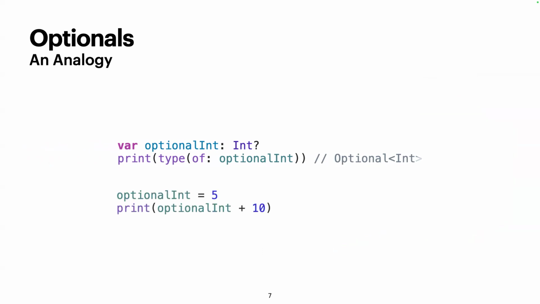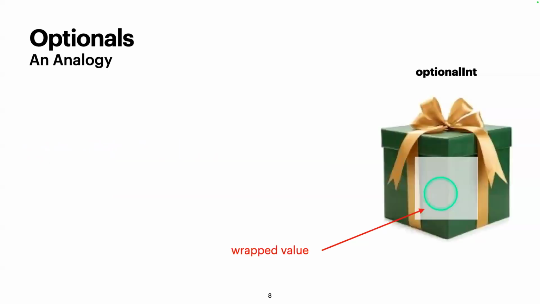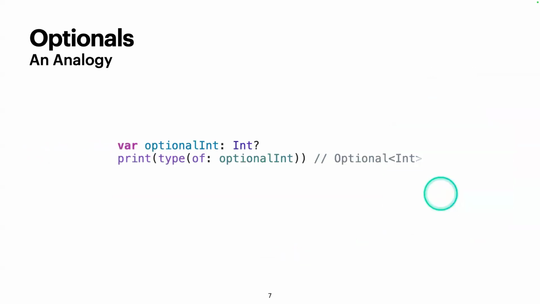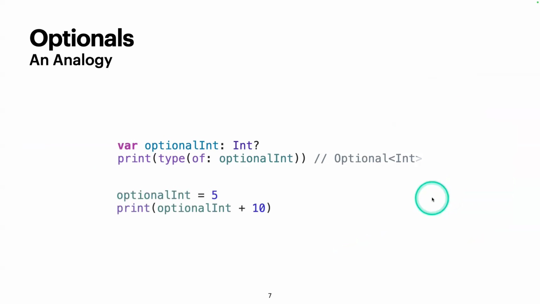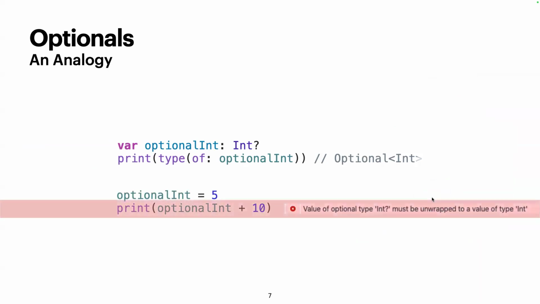So here, let's try to initialize it to the value of 5. And let's try to add optional int plus 10. So if we print this out, we'll get an error. Oops. We'll get an error, and the error says value of optional int must be unwrapped to a value of int.